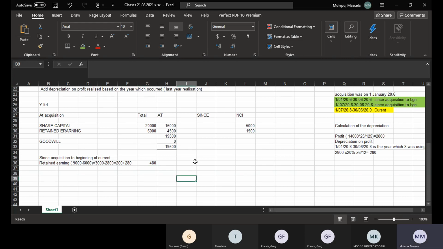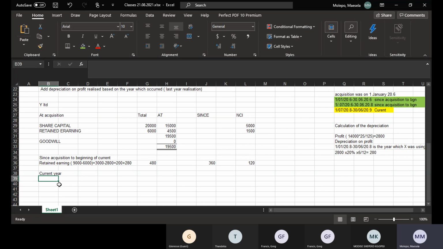We have the 480, then we're gonna do our percentage based on the 75%. Then it will be the 360, and then we have the 120 as the difference. Then we're gonna have the current year. So the current year will be the yellow part. On the current year, there was no asset sold because the asset was sold in the prior year. So on the current date, we'll only focus on the profit.